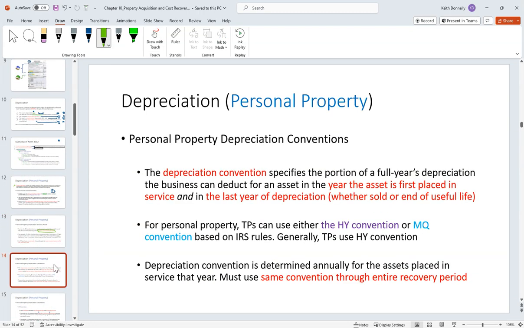Then we need to learn about the convention, right? Are we using the half-year convention for personal property or the mid-quarter convention? What does the convention mean? Well, this essentially tells you how much depreciation you get in the first year you own it and in the last year, whether you sell it or you keep it. Now, what does this mean? Why do we even have this convention?